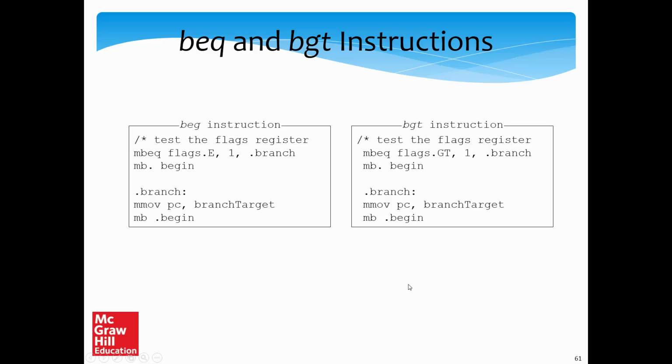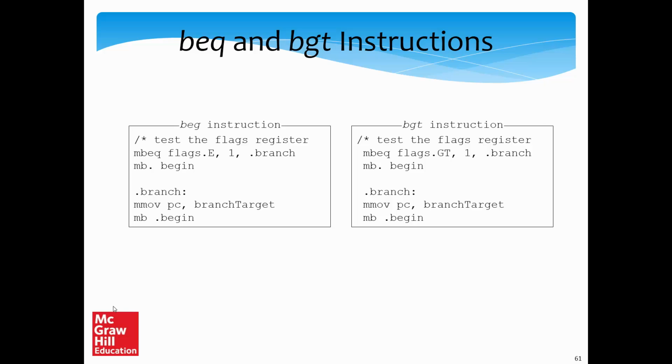Let us now discuss the implementation of the BEQ and BGT instructions. So recall that BEQ is branch if equal. Equal means that the flags.e bit is set, meaning that the last comparison resulted in an equality. And flags.gt is used for the BGT instruction, meaning that the last comparison resulted in one number, the first operand, being greater than the second operand.